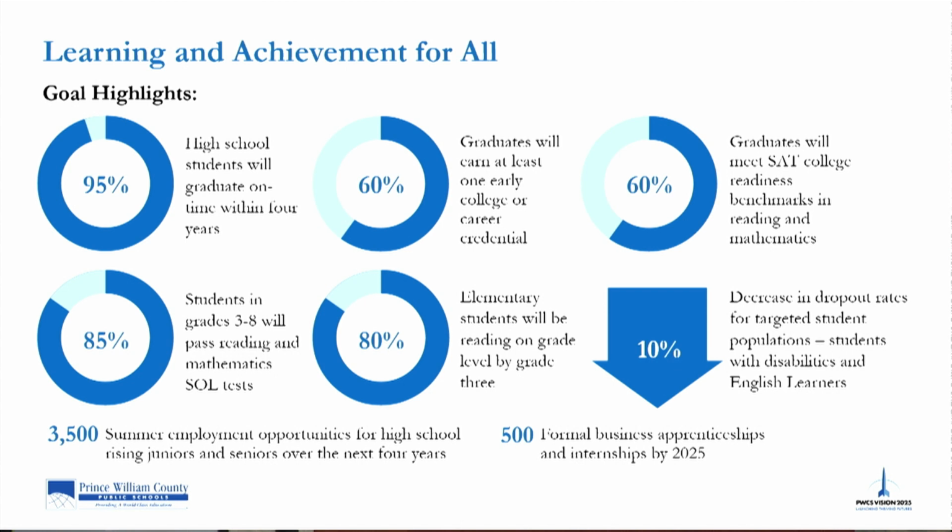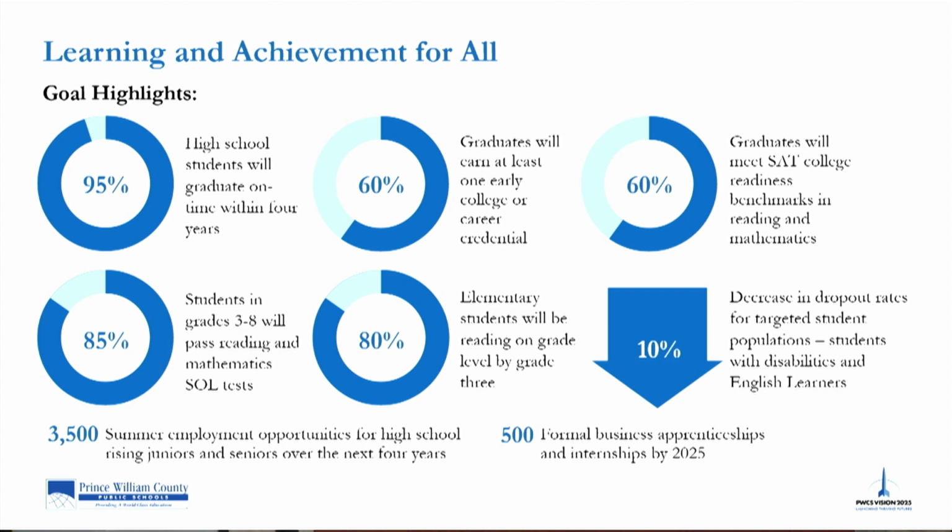For each of our commitments, we have identified both long-term and short-term goals. Tonight, I will be highlighting some of our long-term goals. For learning and achievement for all, our goals include a 95% graduation rate. We want 60% or more of our students graduating with 1 or more early college or career credentials, which would include college credit for advanced placement coursework, international baccalaureate courses, dual enrollment, Cambridge, industry certification for career and technical education, and as well as recognizing JROTC for students who may be planning to enlist in the military.